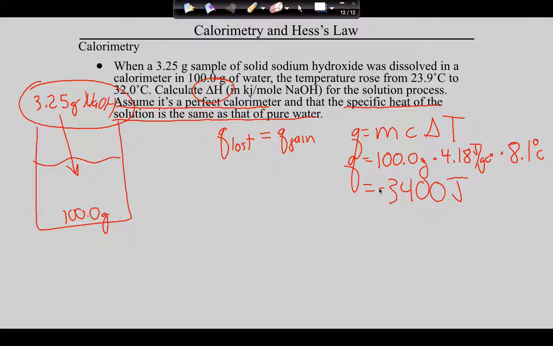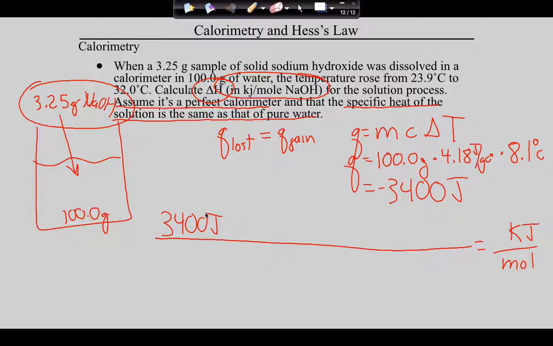Because what is the question asking you to solve for? Kilojoules per mole. And guys, all we know is joules for how much sodium hydroxide? 3.25 grams. So guys, we now need to do some dimensional analysis because we are solving for kilojoules per mole, and what we know is joules per 3.25 grams of sodium hydroxide.